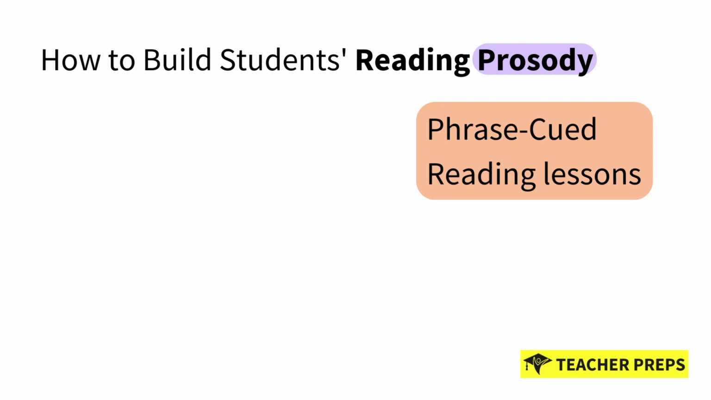Our final strategy that will help build students' prosody, which you can recall is the way we read out loud, so it's called our intonation. Now, to help our students with this, we use what's called phrase cued reading in order to help them with appropriate expression. In case you aren't familiar with phrase cued reading, this reading strategy encourages readers to move beyond word by word reading to recognize and appropriately read phrases within sentences.